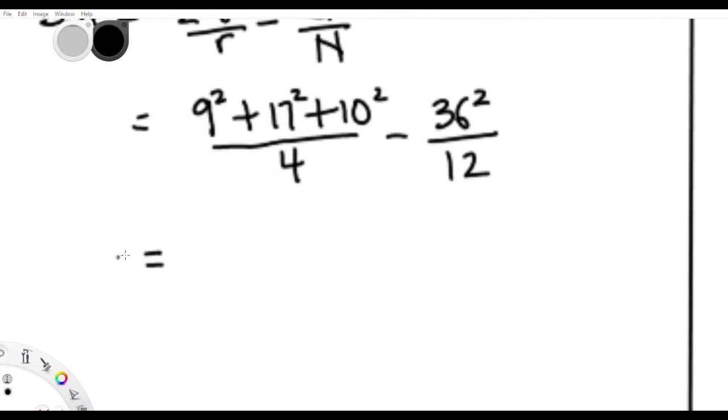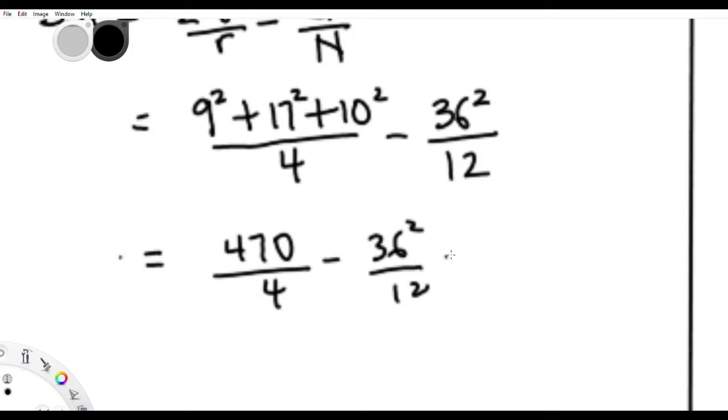So in the end we have 470 divided by 4 minus 36 squared divided by 12, and at the end of the day the answer should be 9.5. Okay, now we know the sum of square treatment.